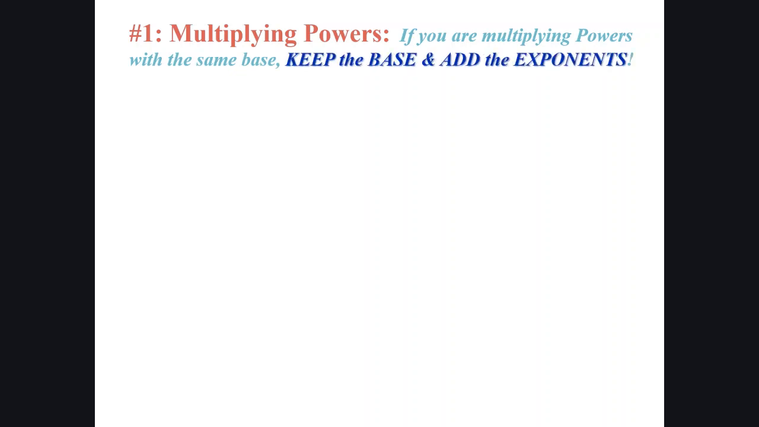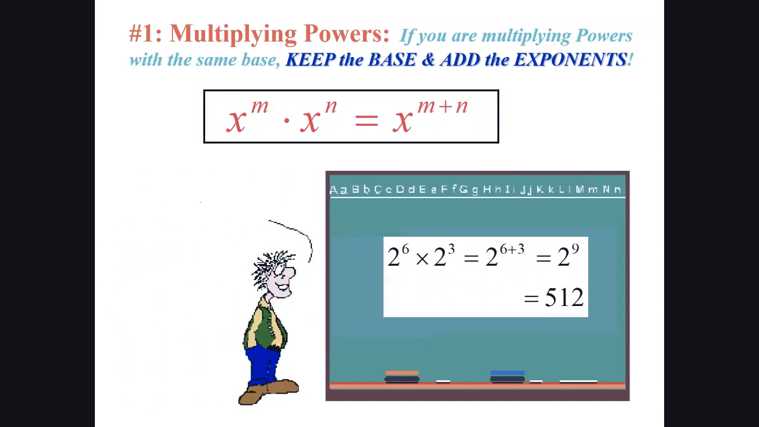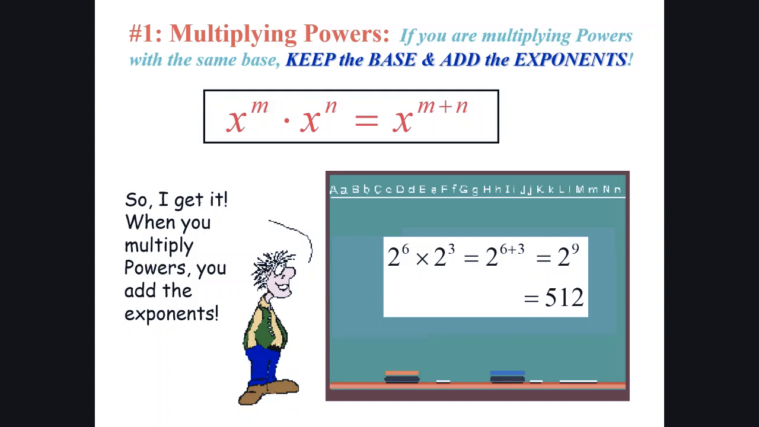The first one is multiplying powers. If you are multiplying powers with the same base, keep the base and add the exponents. So the rule would be x to the m times x to the n equals x to the m plus n. Or, as in this example, 2 to the 6th power times 2 to the 3rd power is 2 to the 6 plus 3. In other words, 2 to the 9th power, which equals 512. So yep, when you multiply powers, you add the exponents.